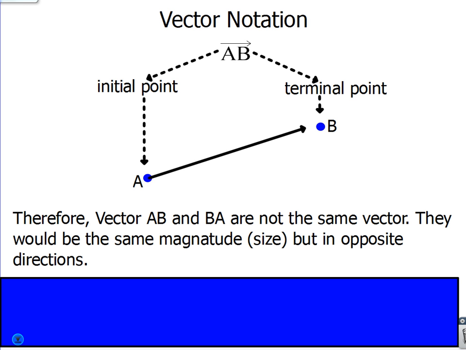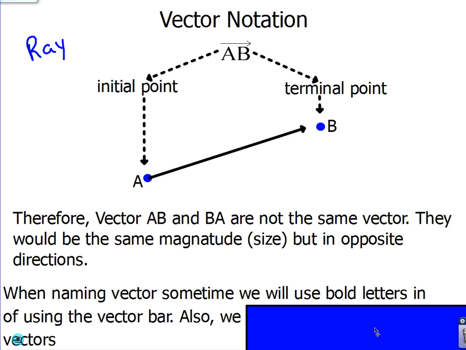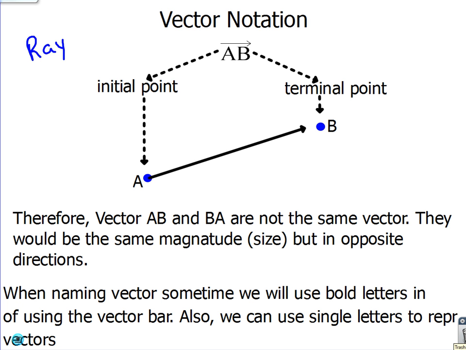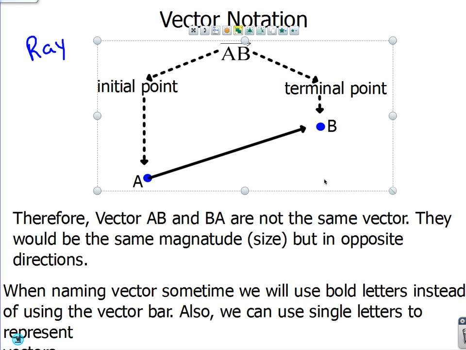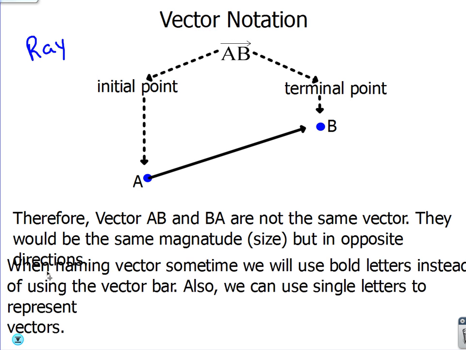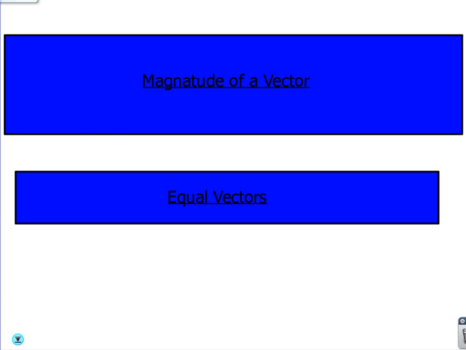What vocabulary term from geometry is a vector? Remember that? It's kind of like a ray. Remember rays? A ray is a lot like a vector. The way you name a ray is the same way you're going to name a vector. When naming vectors, sometimes we'll use a bold letter instead of using the vector bar. Also, we can use a single letter to represent a vector. Well, you'll see that more as we go.